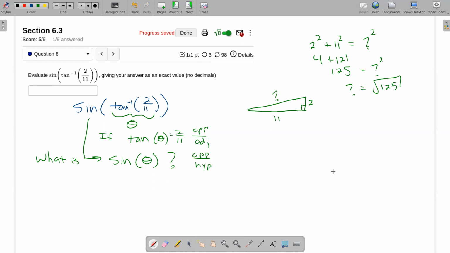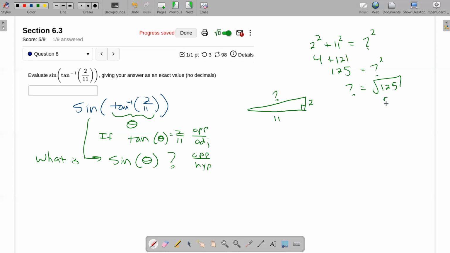Technically, it's plus or minus. In the triangle, we're measuring side lengths, so we're just going to go with the plus and skip the minus. Exact answer, it's a good idea to reduce whenever possible. So I want to see if the square root of 125 reduces. To do that, I need to do some factoring.